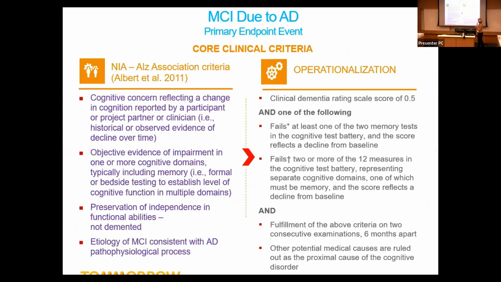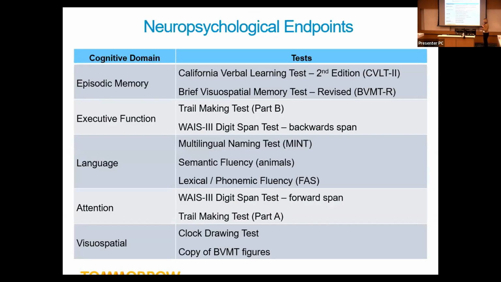And I know I've got short time here, so I'll go quickly. This is just telling you what the endpoint is, and I think you'll get the slides. This is how we mapped the MCI due to AD diagnosis, because we have 60 sites. We have to make sure everybody's doing it the same way. These are the measures.